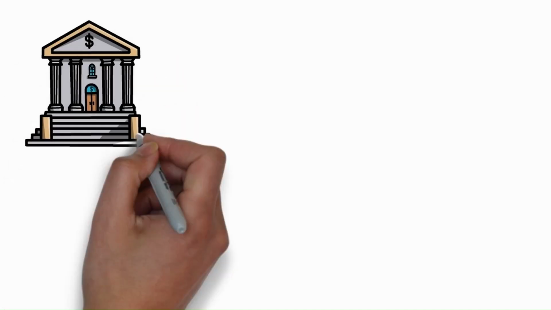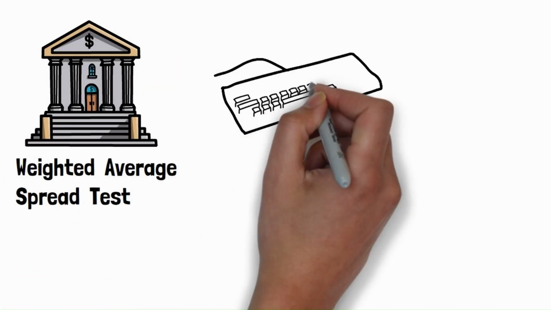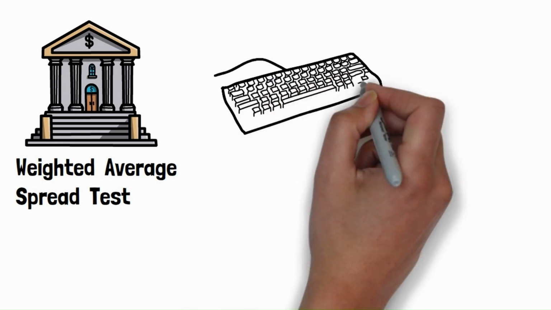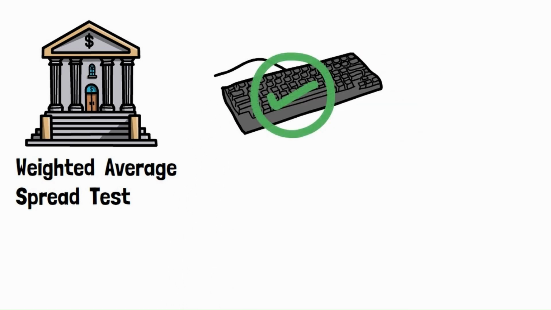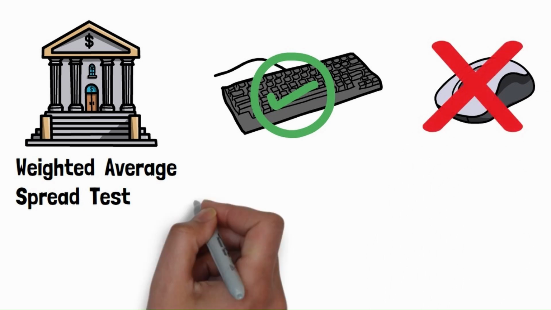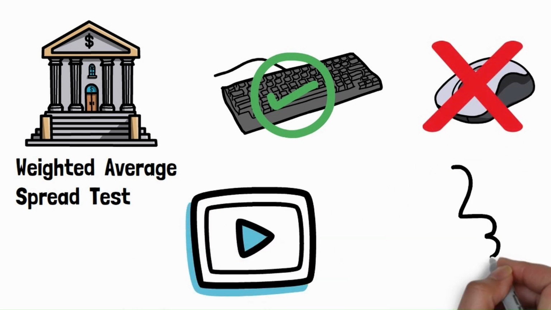This video will teach you how to run the weighted average spread test for collateralized loan obligations in Microsoft Excel. I'll keep my use of the keyboard to the maximum and keep my use of the mouse to the minimum to teach you the keyboard shortcuts.